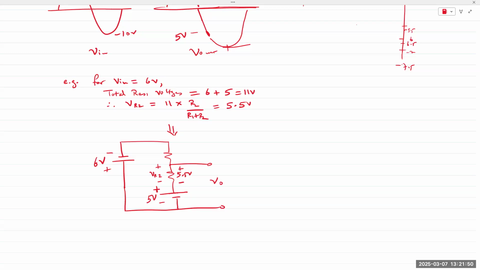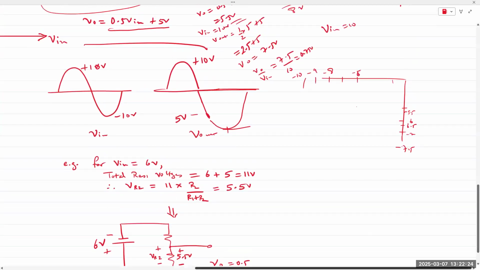So V out is taken across the resistor and the Zener diode. Sorry, again, this was the case. We took anode as the positive, cathode as the positive reference, right? So now what is my V out? 0.5, right? V out is 0.5.